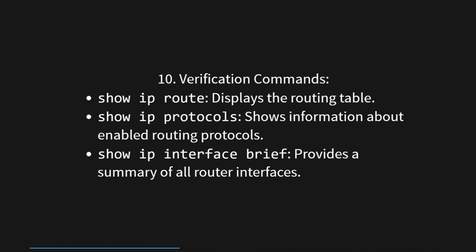The show ip protocols command provides information about the enabled routing protocols, including OSPF, RIP or EIGRP, and their respective parameters and status. This allows administrators to confirm that the desired routing protocols are active and functioning correctly. Additionally, the show ip interface brief command offers a concise summary of all router interfaces, their IP addresses and status, providing a quick overview of the router's connectivity.